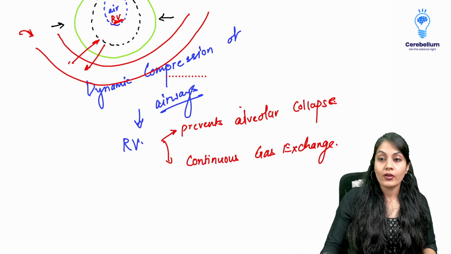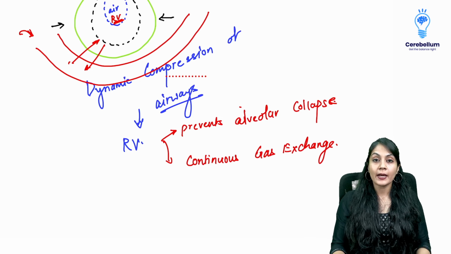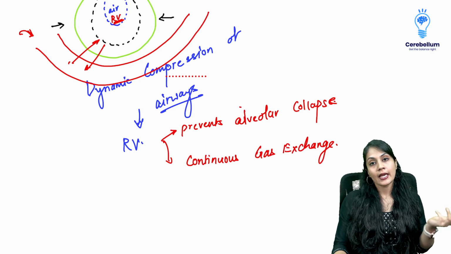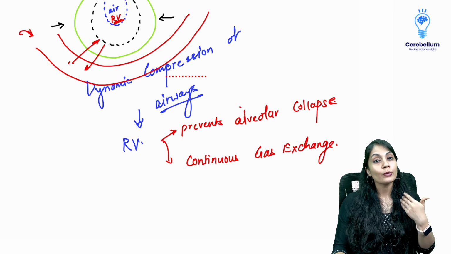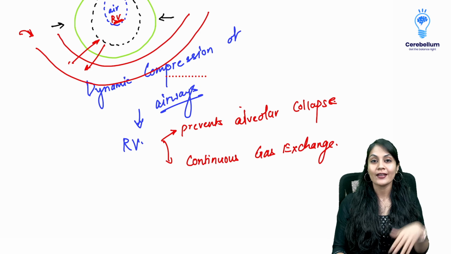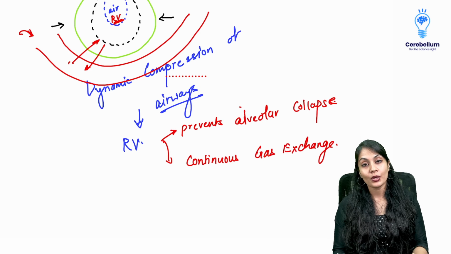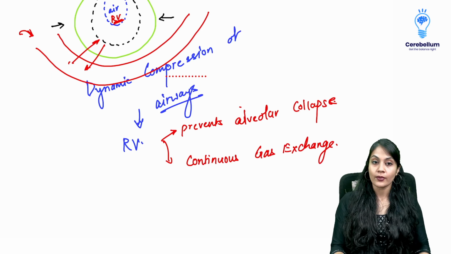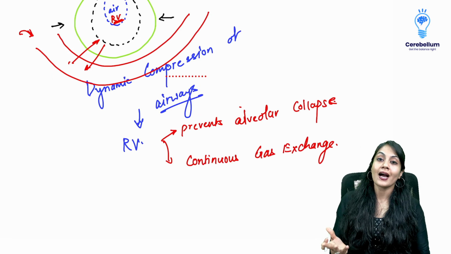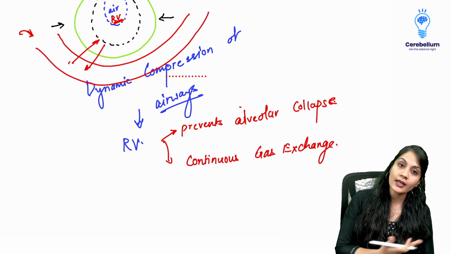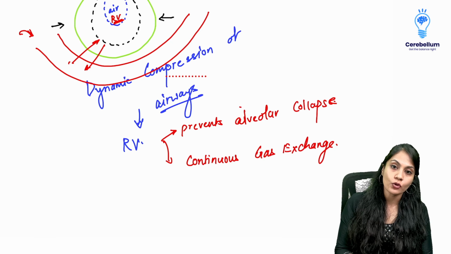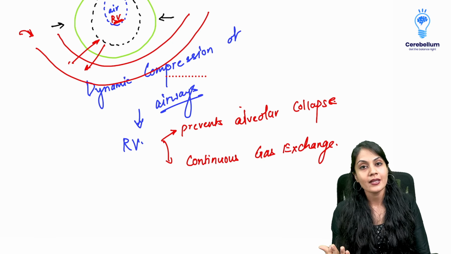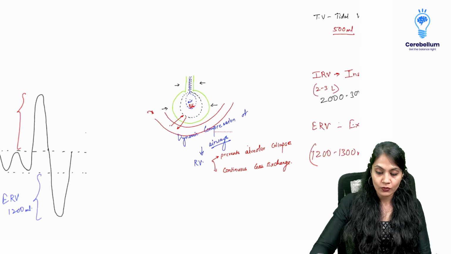Otherwise, we would have gas exchange only during inspiration. We don't want that. We want a continuous gas exchange so that whatever blood is coming towards my alveoli should get oxygenated, isn't it? So please remember, if they ask how it is generated, you're going to talk about the dynamic compression of airway. What is the significance of the RV? Then you're going to talk in terms of these two things.